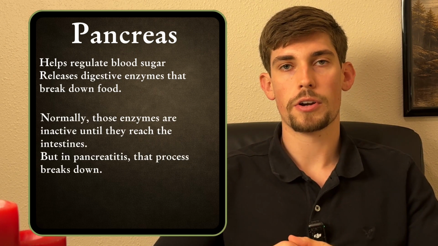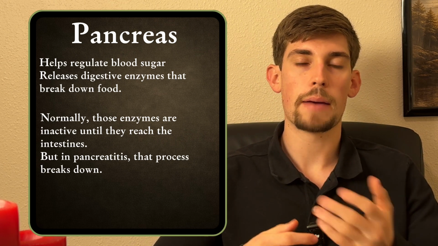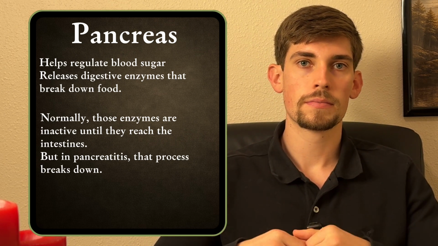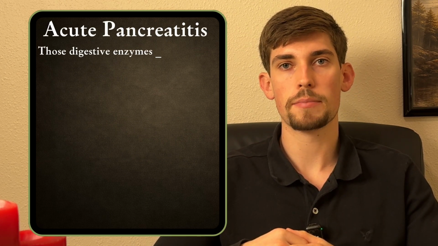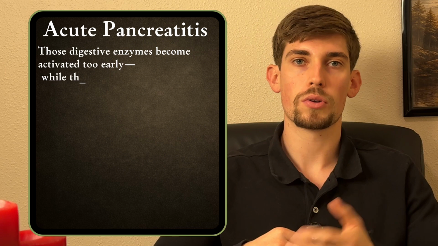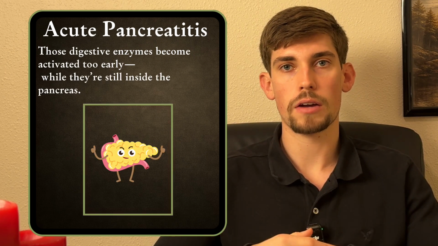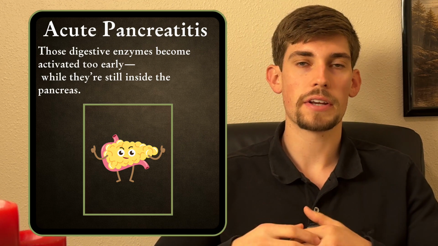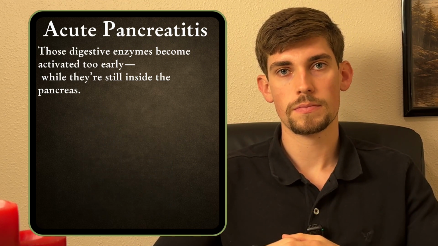Normally, those enzymes are inactive until they reach the intestines, but in pancreatitis, that process breaks down. In acute pancreatitis, those digestive enzymes become activated too early while they're still inside the pancreas. So instead of breaking down food, they start breaking down the pancreas itself. That's what causes the inflammation.